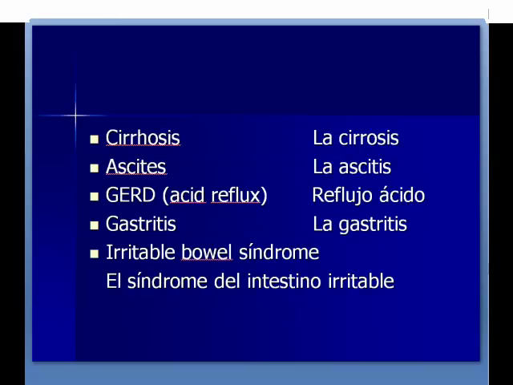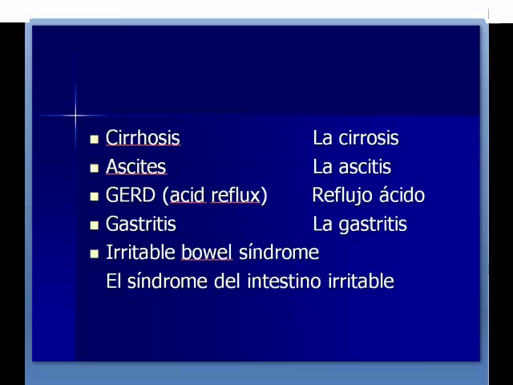Cirrhosis. La cirrosis. Ascites. La ascites. To explain GERD or acid reflux, reflujo ácido. Acid reflux. Reflujo ácido.